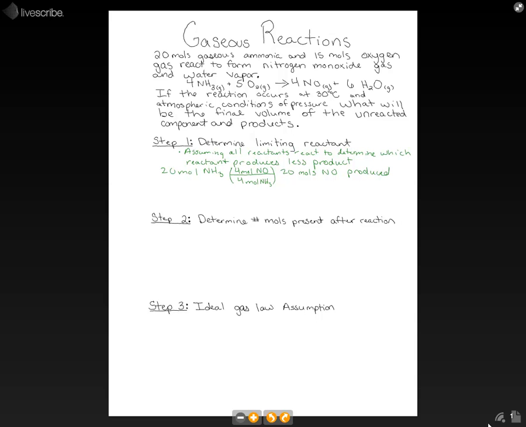Let's do this again now with our oxygen. So we have 15 moles of O2. And once again, looking at our balanced equation, we see that for every 5 moles O2, we get 4 moles NO. So that's only going to leave us with 12 moles of NO produced. Therefore, oxygen is our limiting reactant.